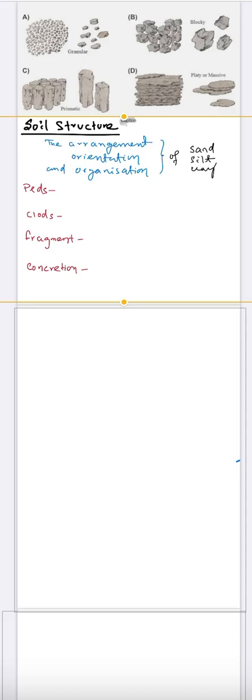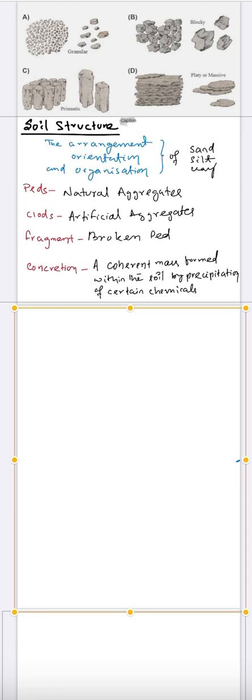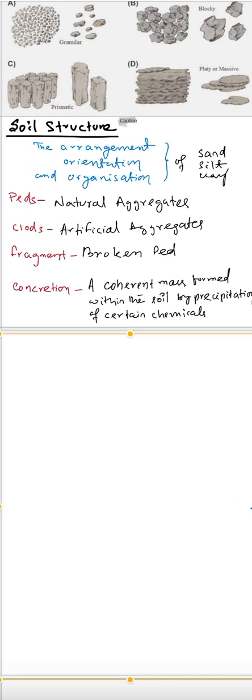If the aggregation is made in an artificial manner, it is called clods. And if the peds are broken into different parts, it is called fragment. And concretion means, as you know, there are some chemicals inside the soil and they undergo some precipitation process and form a coherent mass. It is called concretion. It is shotgun-like pellet. Okay, so here you can see peds are the natural aggregates, clods are the artificial aggregates, fragments are the broken peds, and concretion is a coherent mass formed.